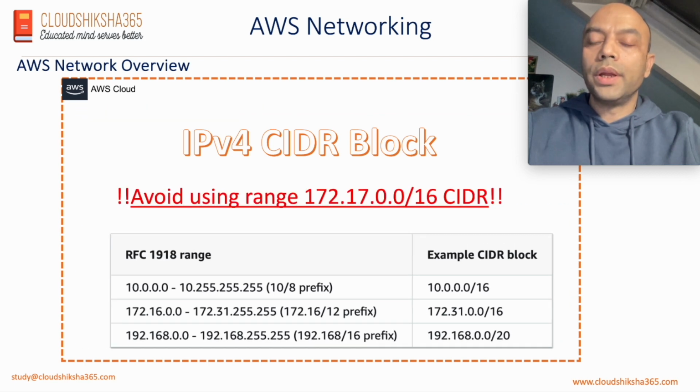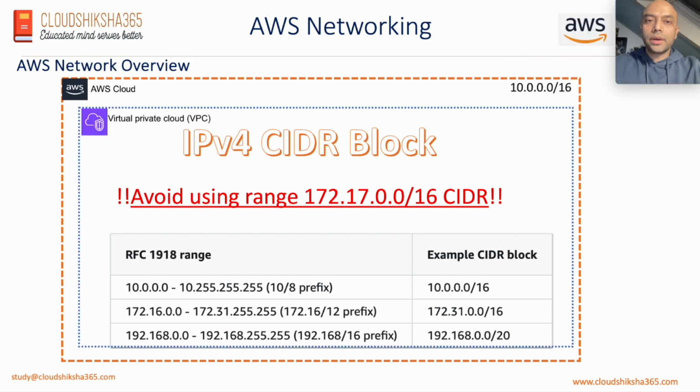One more thing you have to be careful about is to avoid using the CIDR range 172.17.0.0/16, because it is used by some other AWS services like AWS Cloud9 or AWS SageMaker. If you use this range, there is a chance that you get IP conflict errors later. Just to avoid those errors, it's advisable not to use this range, and the same thing is also mentioned in the documentation provided by AWS.